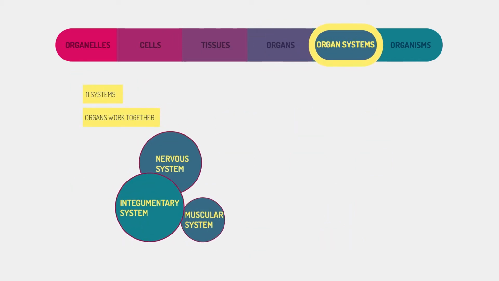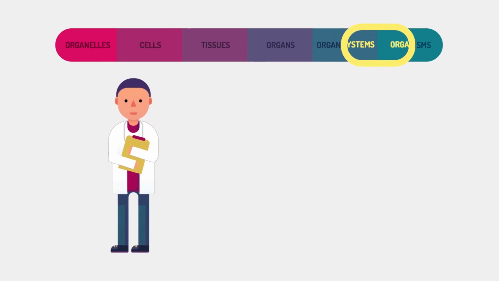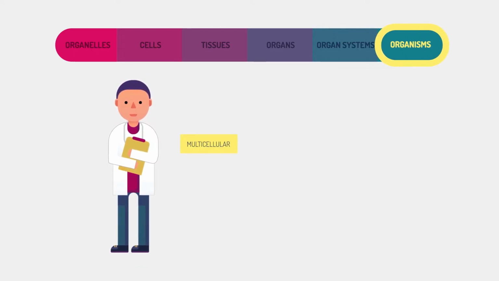These specialized organs work together in organ systems, performing body functions. Organ systems keep the body regulated and in a stable state. The human body has 11 organ systems. Organisms are entire living things that can carry out all basic life processes.